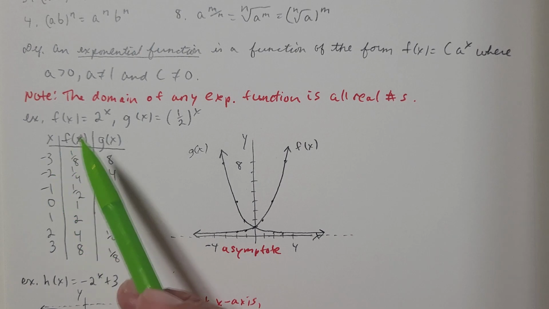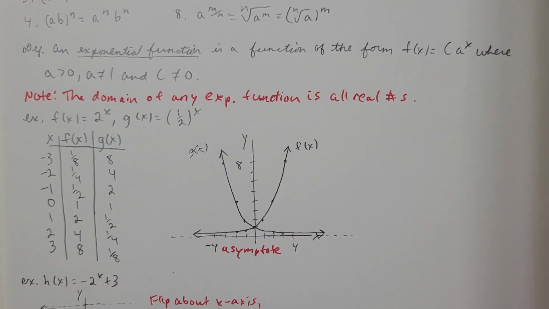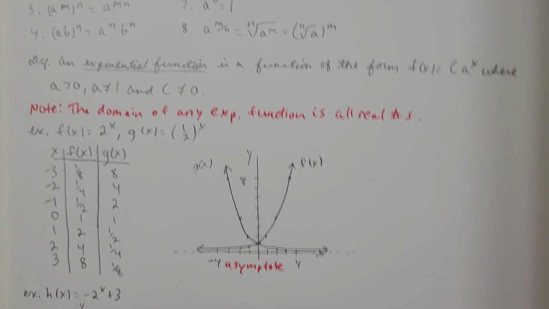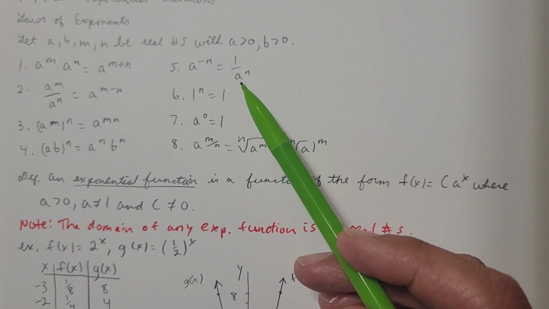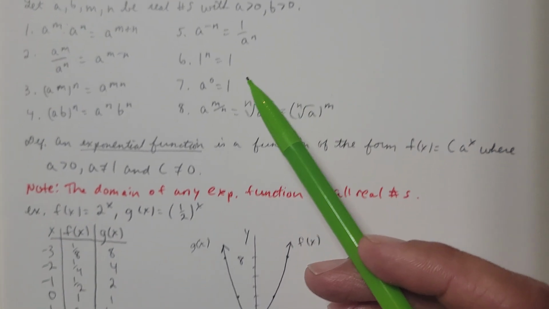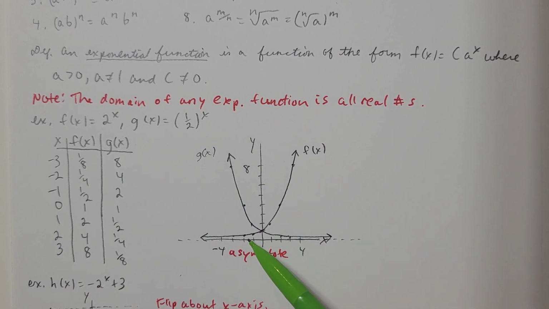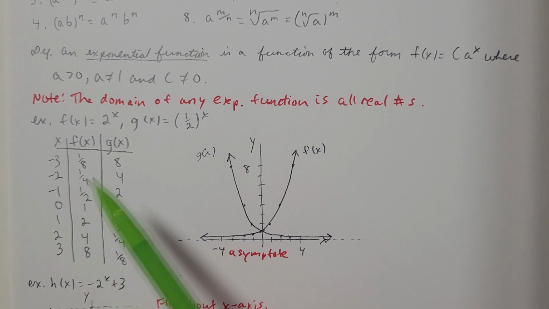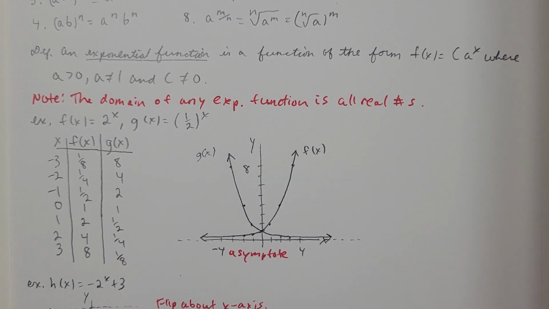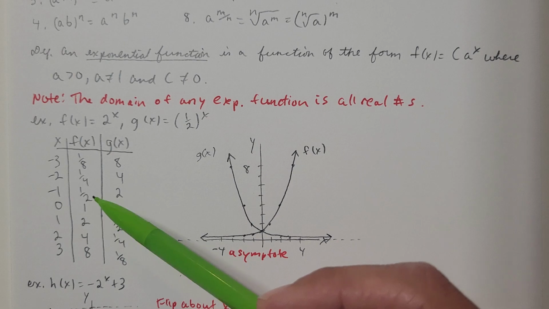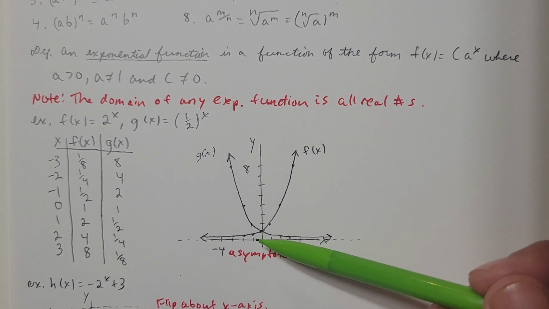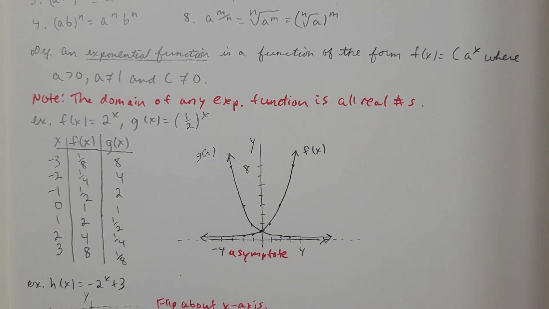If we let x be -2, next, 2 to the -2nd power, that's the same as 1 over 2 squared, or 1/4. Okay, so there's the point -2, 1/4 on the graph. If x is -1, 2 to the -1st power is the same thing as 1/2. So -1, 1/2 would be on the graph.